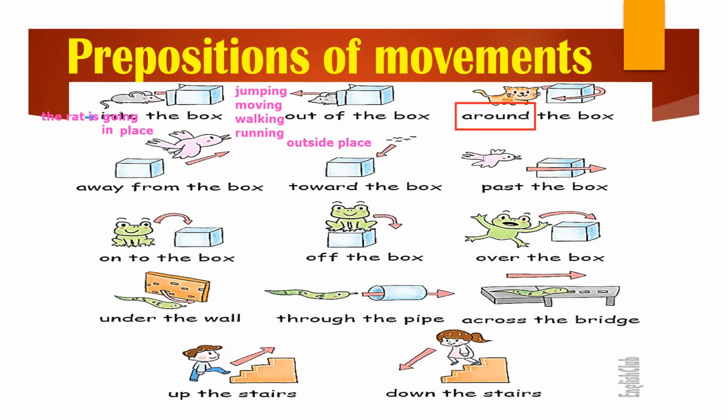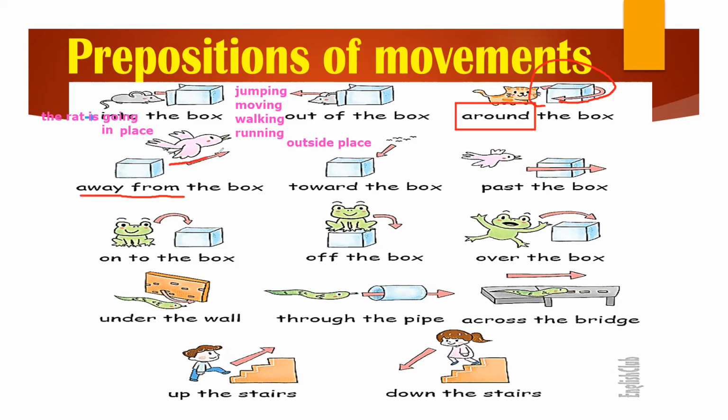Next we have around, and it's also a movement. You can't go around something in your place. We can say, for example, that the rat is around the box. How could something be around something else if it's not moving, right? So with around I also have to use a verb of movement, like the cat is running, walking, jumping around the box. It's going in a circle, all right? The circle motion.